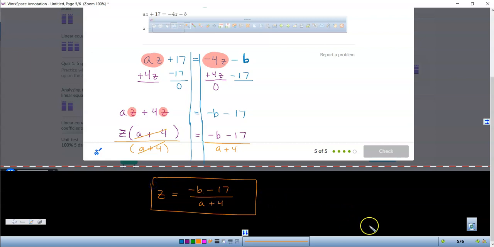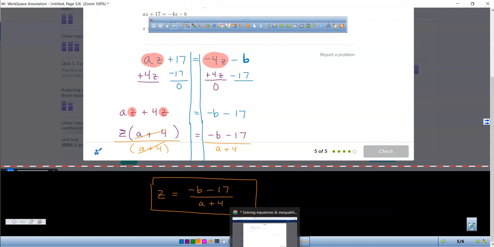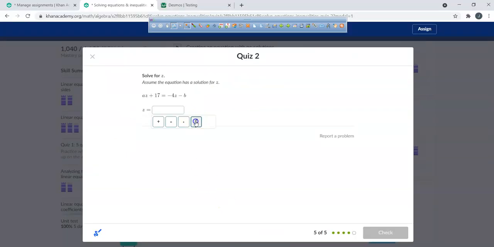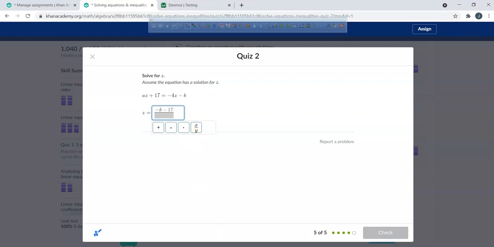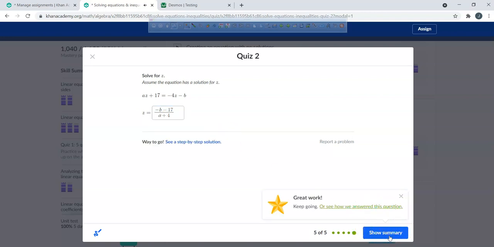That's what I'm going to type in. So I'm going to go ahead and type that in right now. All right, let's see here. There we go. Make a little fraction. I said it was what? Negative b minus, was it 17? All over a plus 4. All right. Woohoo! And that's how you get 100 people.